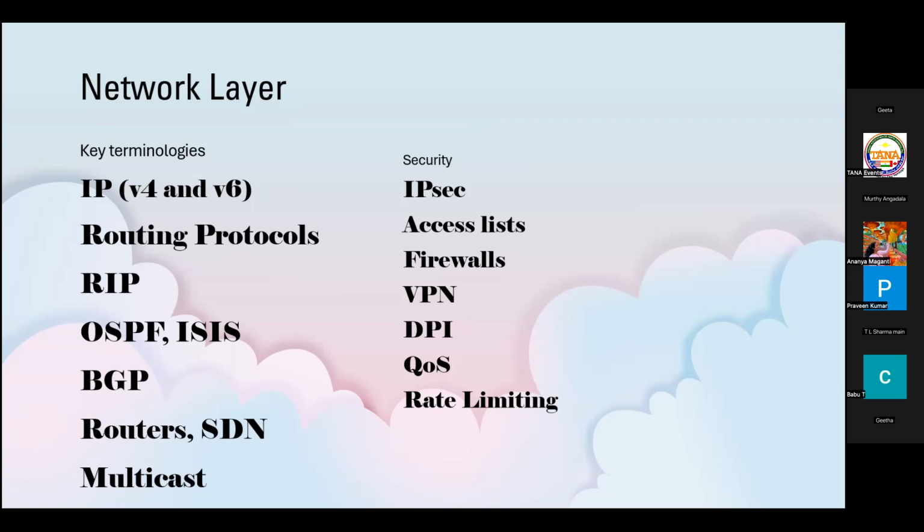So let's offload this access list job to some other hardware. Instead of giving all this job to the router, let's offload it to the firewalls. That is where firewalls come into the picture. So a firewall is dedicated hardware.